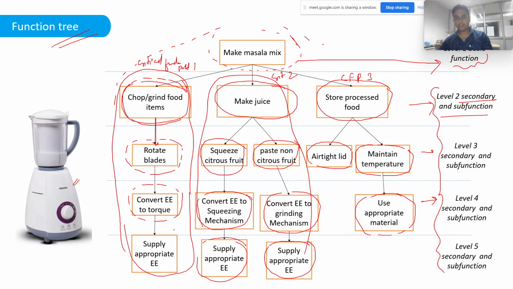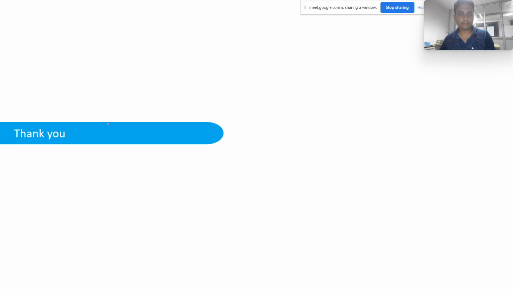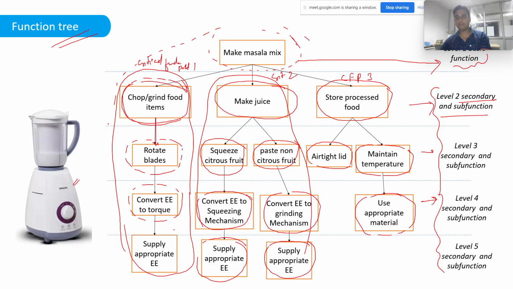Thank you. Any question? No, sir, I was just saying that first we develop a functional tree, functional diagram, then we move towards the conceptual. So next week will be the conceptual design phase, right? Yes, yes. Okay, thank you.